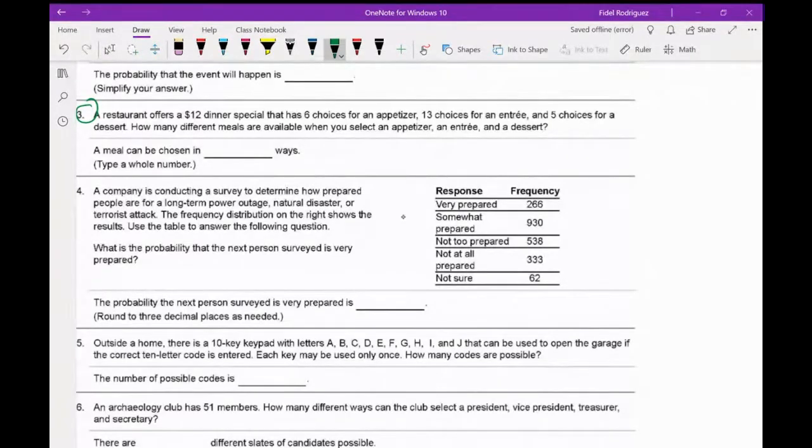So all I'm going to do here is say, look, how many choices do I have for an appetizer? 6. What about for an entree? 13. What about for dessert? 5. And those numbers, and whatever you end up with, that'll be our answer. Good for me.